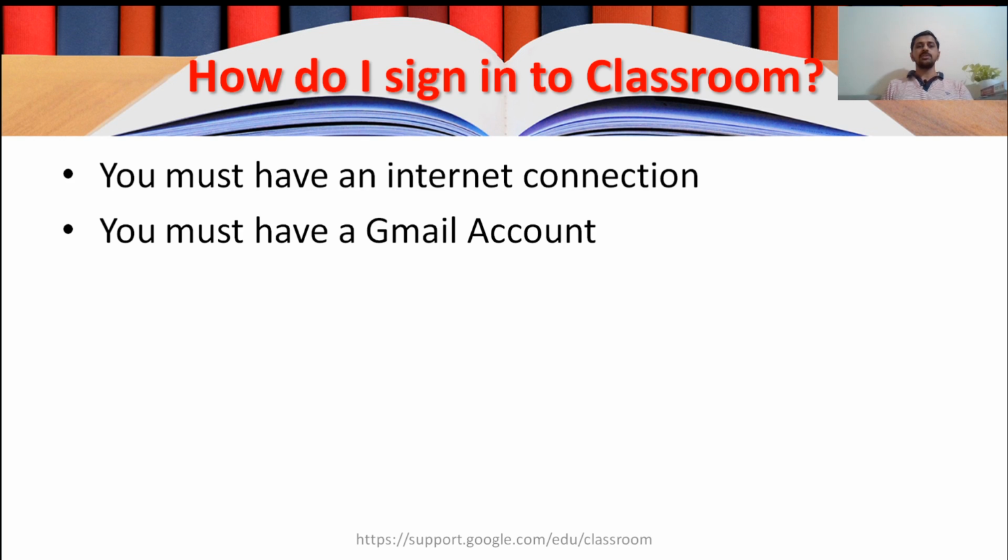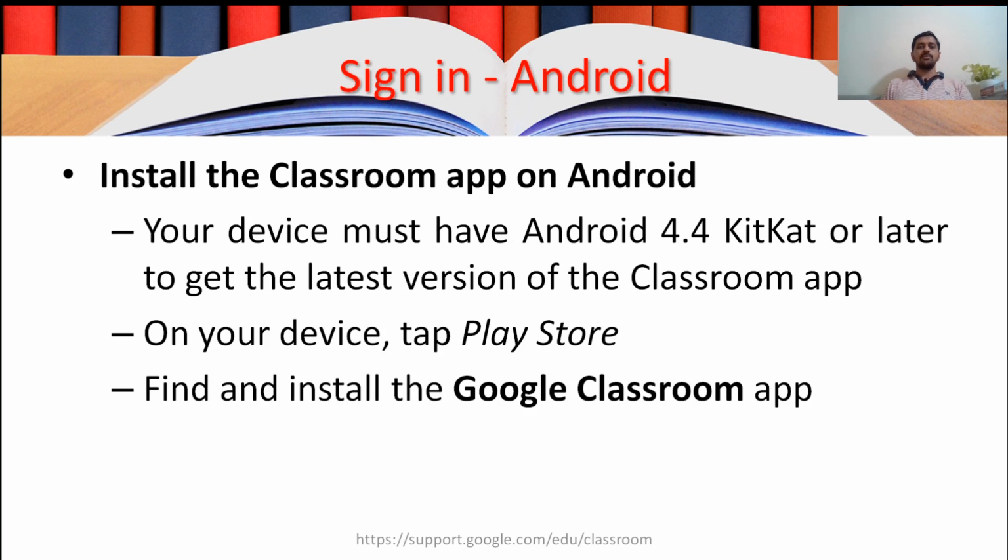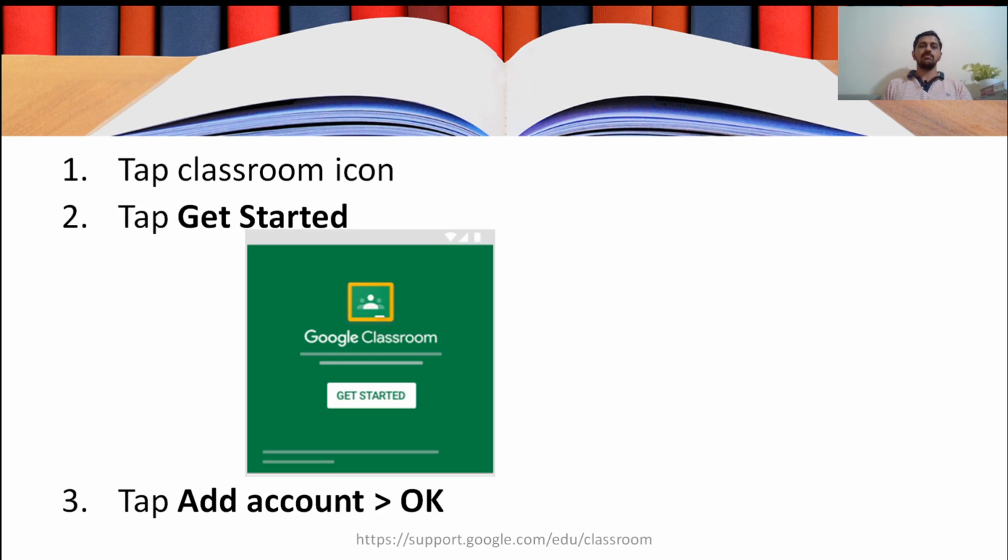So for signing into the classroom, you must have a working internet connection as well as a Gmail account. With your personal Gmail account, you can sign in to the classroom. So in Android, signing in will be like this. You have to install the classroom application. For that, you must have a mobile phone with Android 4.4 or higher. Then from the Play Store, you can directly download the Google Classroom application. The Google Classroom application can be searched for in the Play Store and downloaded.